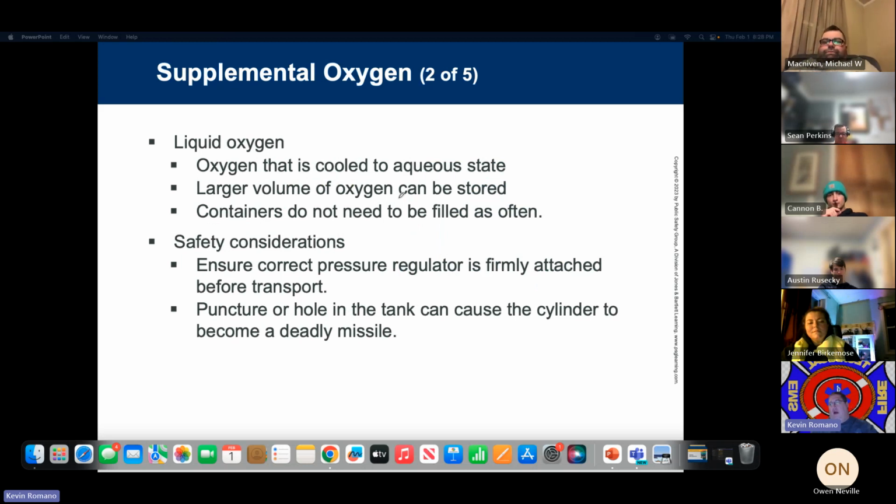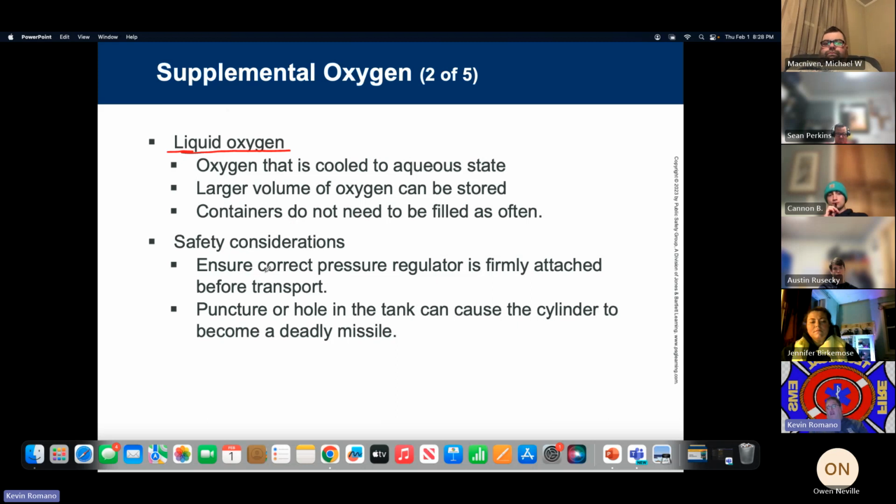Liquid oxygen, oxygen that is cooled to a liquid state, so a larger volume of oxygen can be stored. I'm not seeing many 911 ambulances with this, but like your children's trucks, I've seen them on the systems now. A lot of your CCT trucks are getting these because they can have more oxygen. They also have medical air as well.